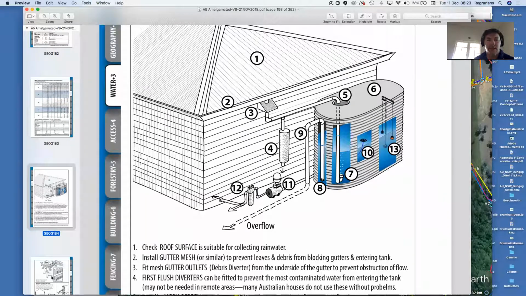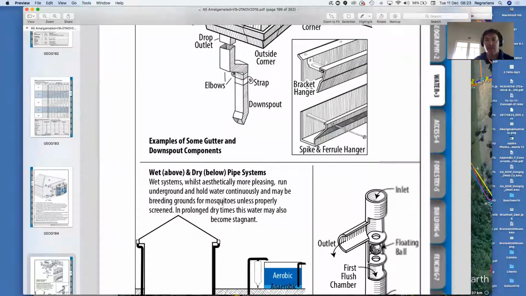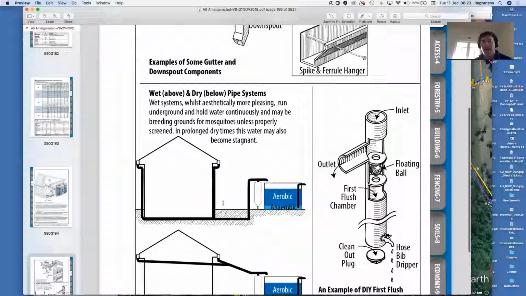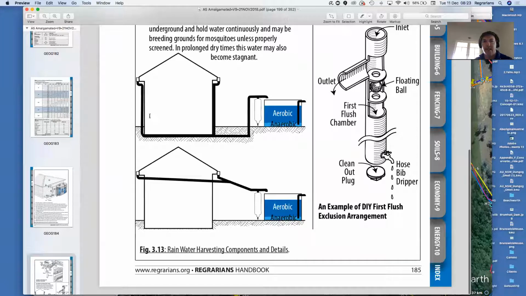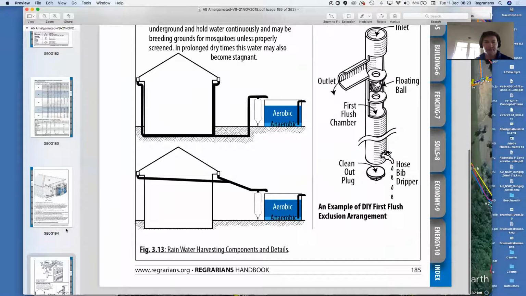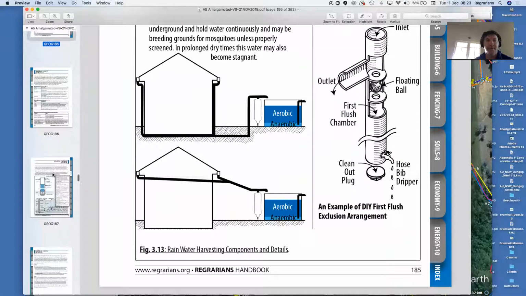And you've got to have all of these. I'll let you read through this in your time, but different systems for harvesting, and do you have dry pipes or wet pipes? Do you have first flush arrangements and so on? And on we go from there.